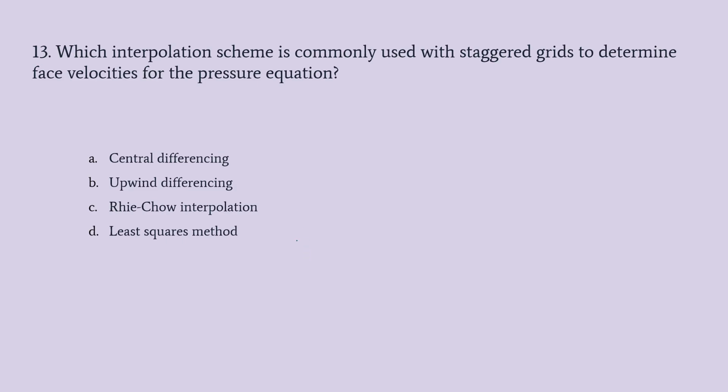So from the above, we can see that the least square method is not what we follow in most of the methods. If you see these four options, the question is asking about an interpolation scheme. Central differencing and upwind differencing are discretization schemes rather than interpolation schemes.